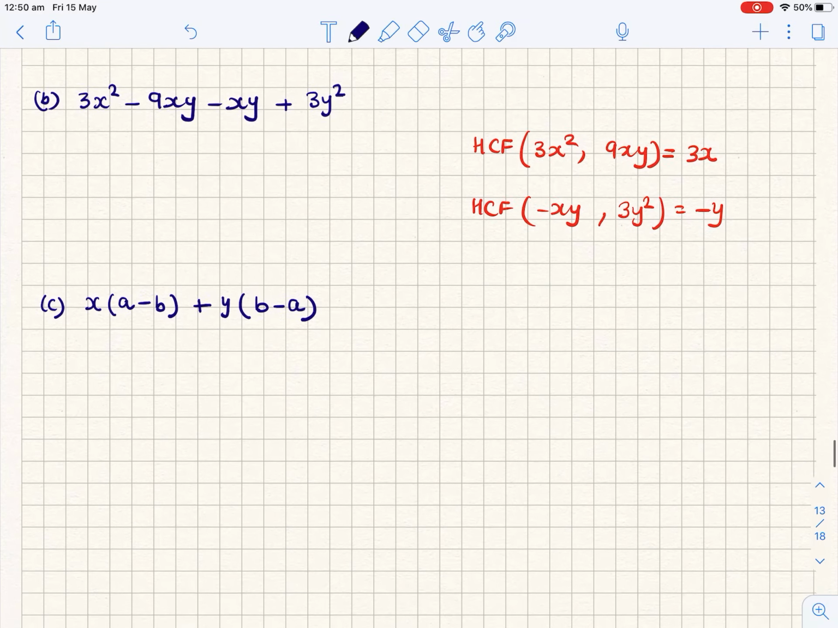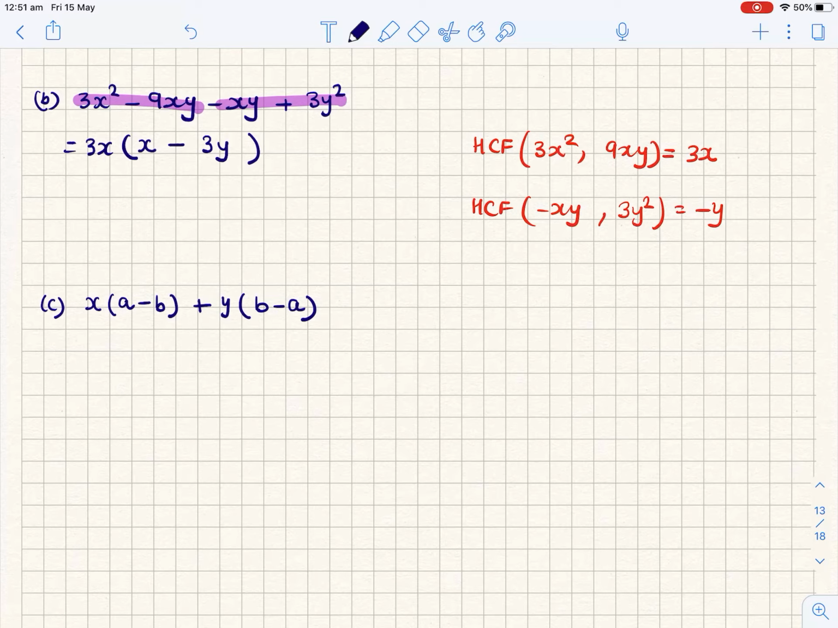Part B. Again, look at this expression in pairs. So the highest common factor of 3x squared and 9xy is 3x. So write 3x outside the parenthesis. 3x squared divided by 3x is x. 9xy divided by 3x is 3y. And the minus sign comes from the in between sign.